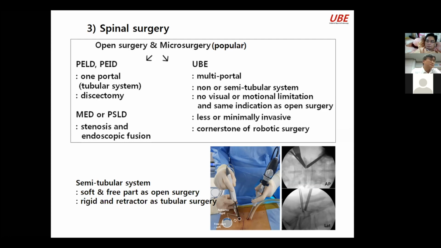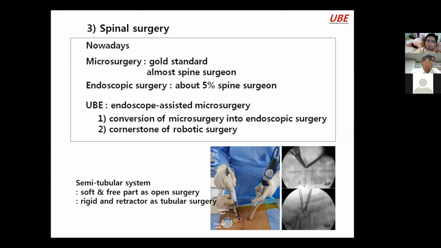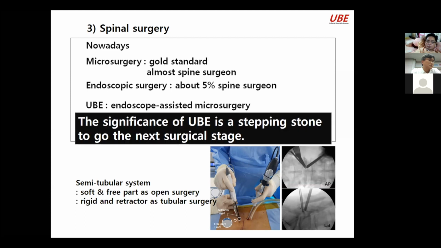So I hope UBE becomes a cornerstone of robotic surgery. Nowadays, microsurgery is the gold standard for almost all spine surgery, but endoscopic surgery is maybe only about 5% of spine surgery. But you know, UBE is defined as endoscope-assisted microsurgery. So UBE helps the conversion of microsurgery into endoscopic surgery. So UBE becomes a cornerstone of the surgery. The significance of UBE is a stepping stone to the next stage in spine surgery.